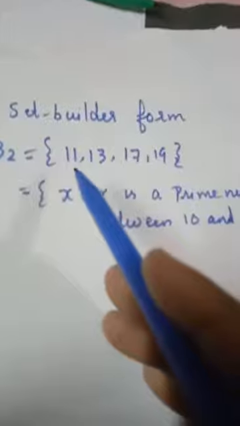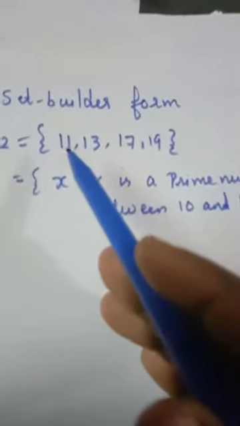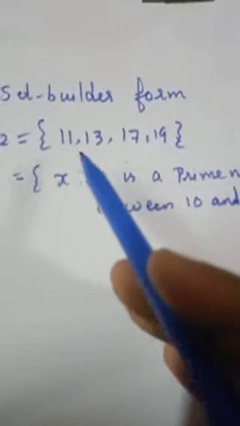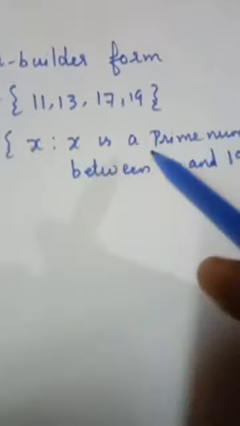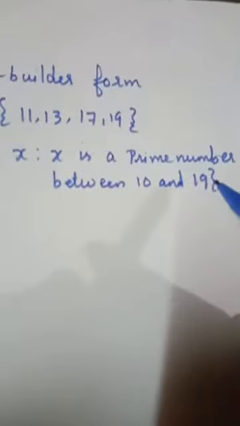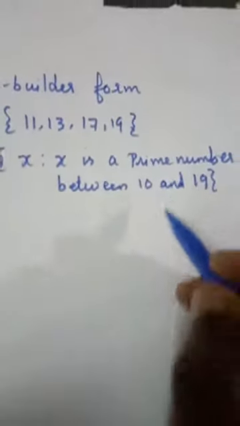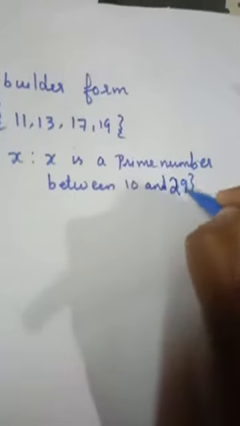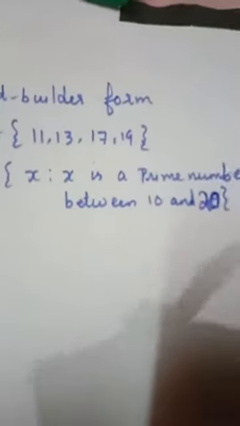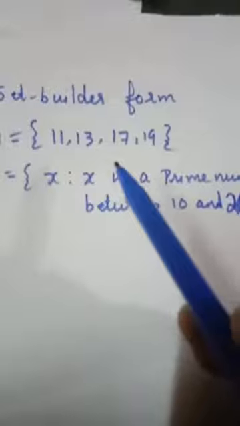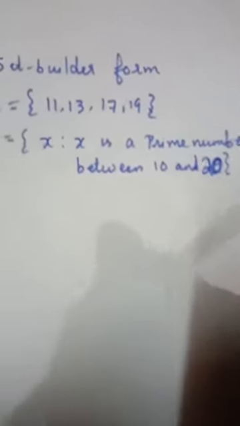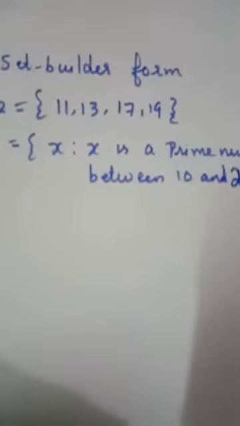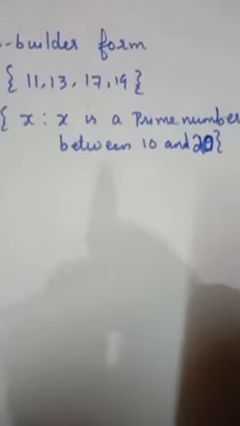So how to form a rule? Here we have 11, 13, 17, 19. We know that these numbers are prime numbers. So we can write x such that x is a prime number between 10 and 20. Obviously, these numbers are in between 10 and 20, and these are prime numbers. X such that x is a prime number between 10 and 20.